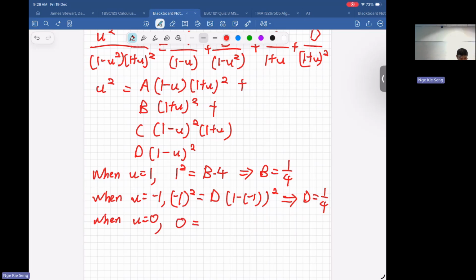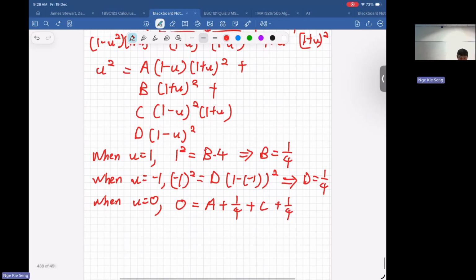So 0 becomes a times 1 times 1 plus 1 over 4 times 1 plus c plus 1 over 4. Right, so a plus c becomes minus half. Okay. Should we get the next one, or can we just substitute in? What's the next easiest number?